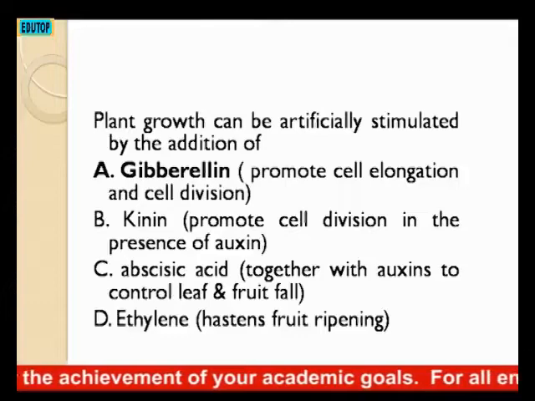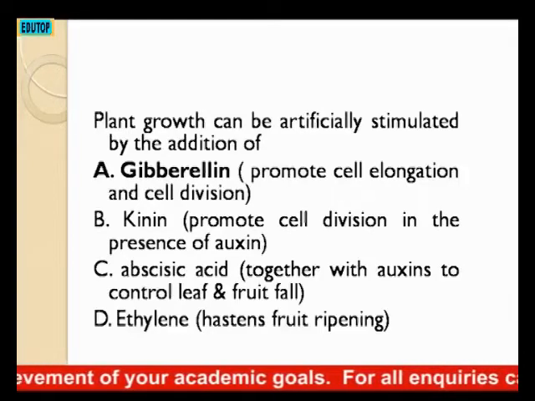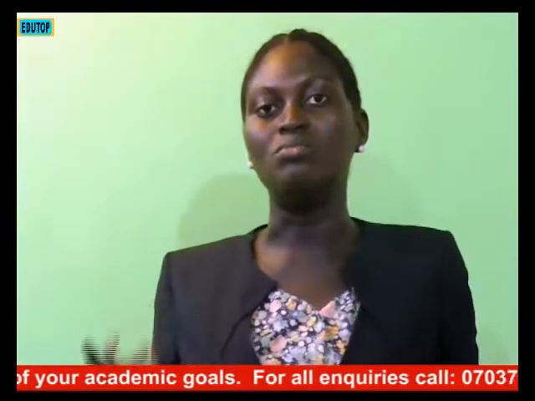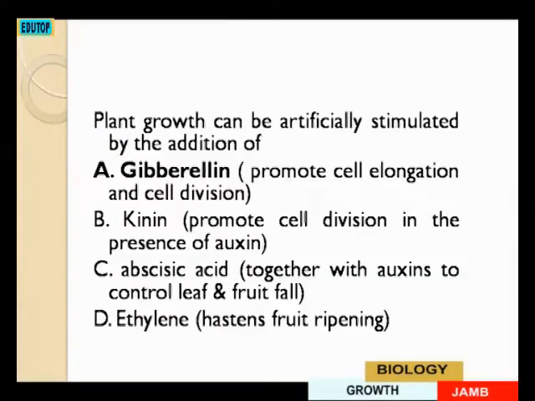Then ethylene is concerned with the hastening of fruit ripening. When you desire that your fruit ripens quickly, ethylene is needed. So that's what ethylene does. But the question says plant growth can be artificially stimulated by the addition of what? Of all these four plant hormones, which one will stimulate plant growth?